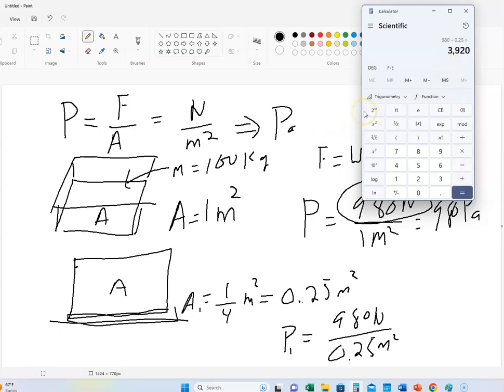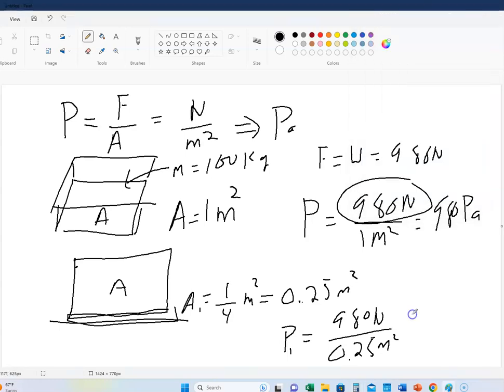So now the pressure, right? All we've done is flip this thing on its side, and the pressure has gone up dramatically. The pressure is now 3,920 Pascal. All right. So that is a demonstration of how, just by changing the area, the pressure can go up dramatically. Right.